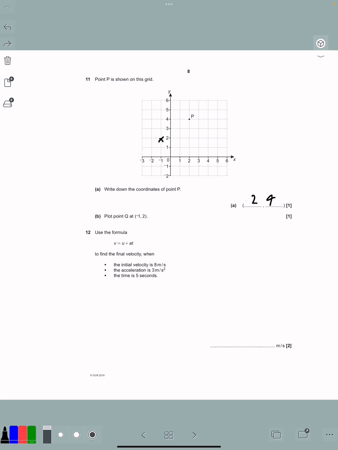Use the formula V equals U plus AT to find the final velocity. So final velocity is V. U is 8. A is 3. Time is 5. 3 times 5 is 15. Plus 8 is 23, which would be V.